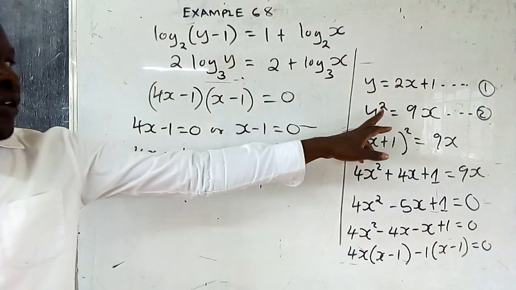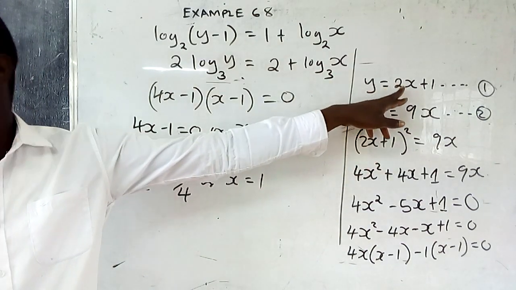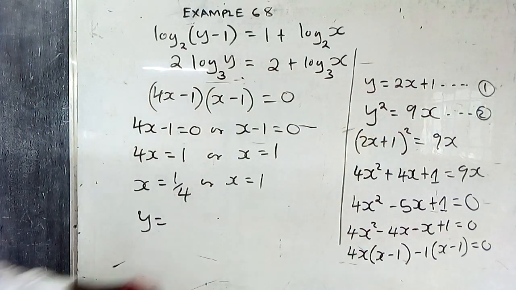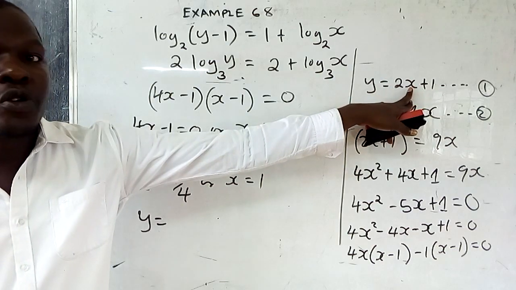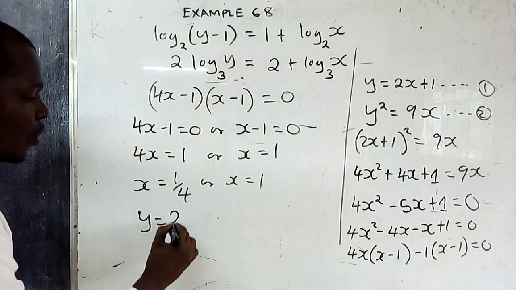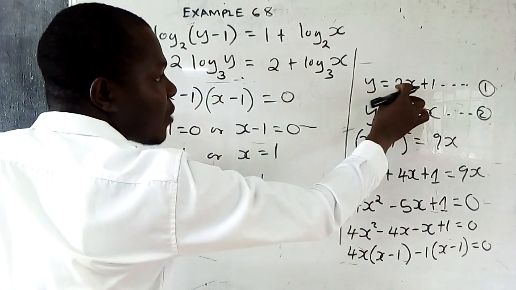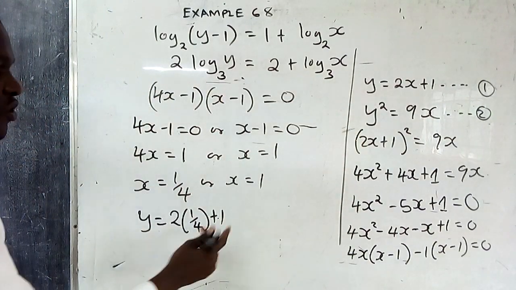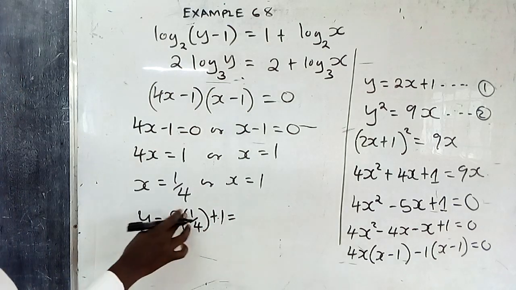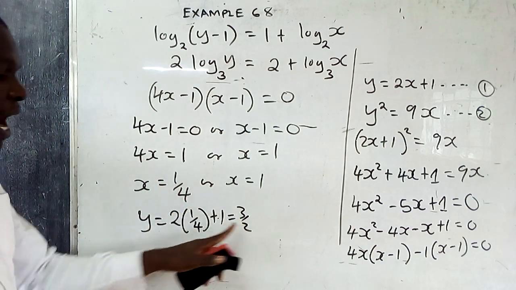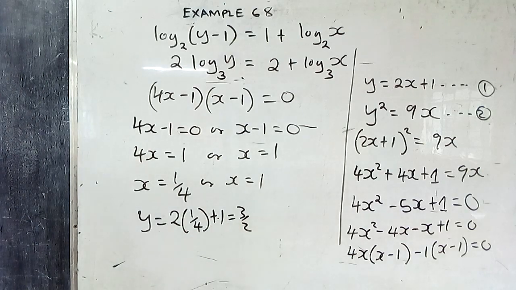Then what is y? Remember, for you to get y you substitute x in either of the equations, and it is easier to use the first equation, isn't it? So when x is 1 over 4, what is y? Where there is x, you put 1 over 4, meaning y will be 2 into x plus 1. y is 2x plus 1. When x is 1 over 4, what do you get? A half. 2 times 1 over 4 is a half. Half plus 1 is 3 over 2. Are we together?